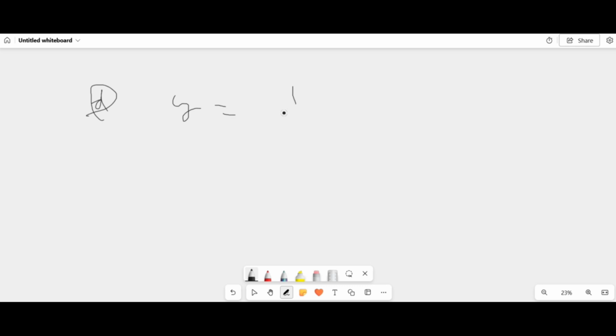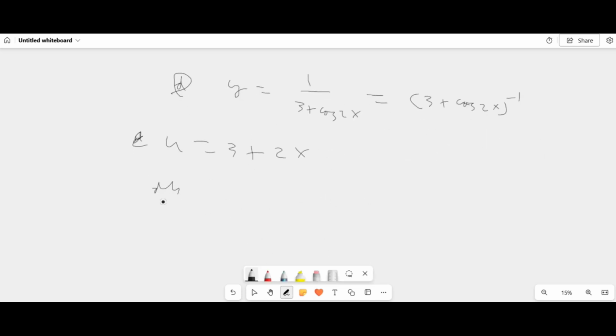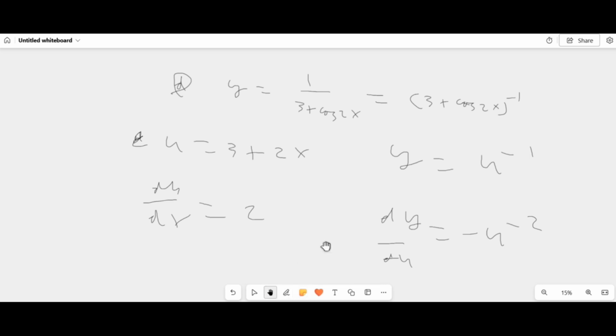So d: y is equal to 1 over 3 plus cos 2x, which is the same as 3 plus cos 2x to the power of minus 1, because 1 over something is the same as that something to the power of minus 1. Now u is equal to the thing inside, so 3 plus cos 2x, and therefore du over dx here is going to be minus 2 sine 2x. And then y is equal to u to the power minus 1, so dy over du is going to be minus u to the power minus 2.